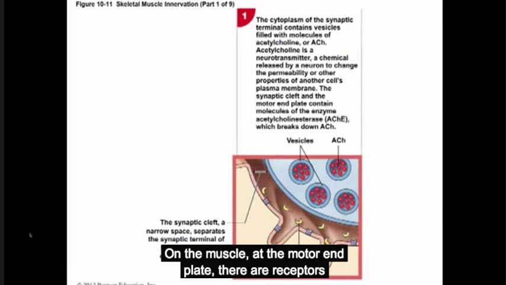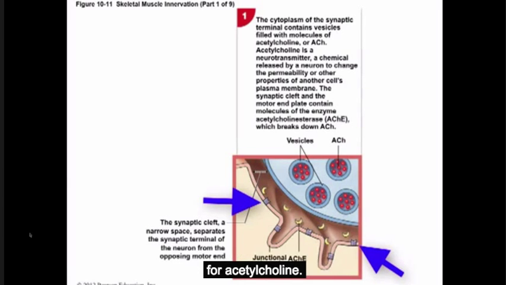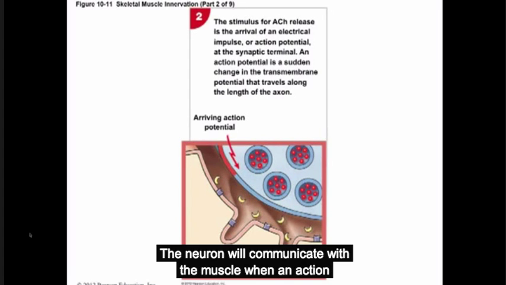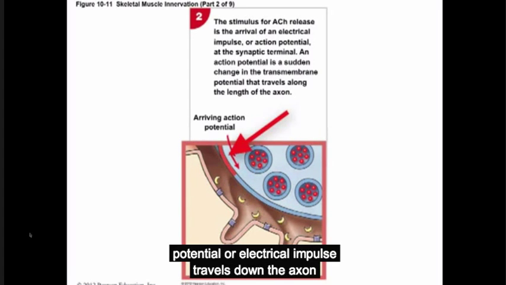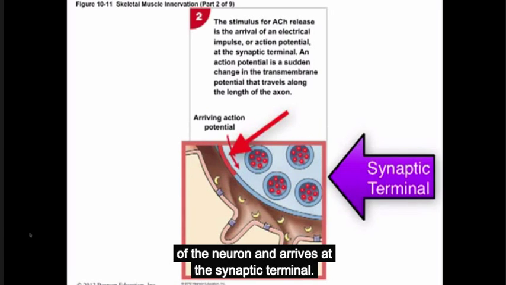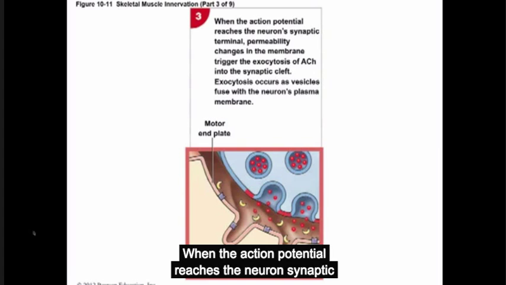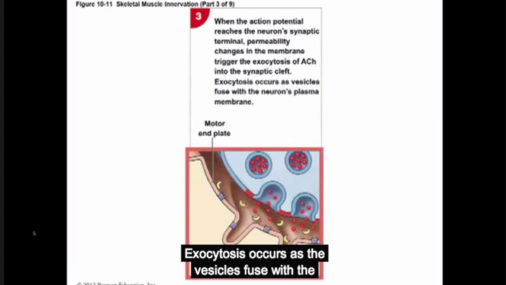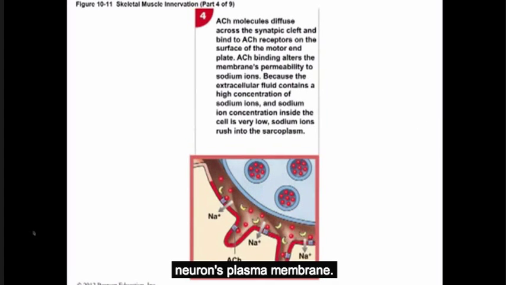On the muscle, at the motor end plate, there are receptors for acetylcholine. The neuron will communicate with the muscle when an action potential or electrical impulse travels down the axon of the neuron and arrives at the synaptic terminal. When the action potential reaches the neuron's synaptic terminal, changes in the membrane will trigger the exocytosis of ACh into the synaptic cleft. Exocytosis occurs as the vesicles fuse with the neuron's plasma membrane.